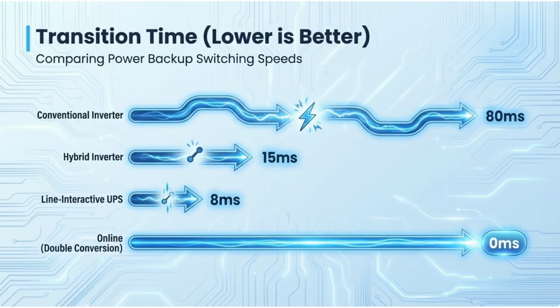When comparing power backup switching speeds, lower is better. Conventional inverters are around 80 milliseconds. Hybrid inverters are 15 milliseconds. Line interactive UPS units are faster at 8 milliseconds, and online or double conversion UPS units achieve a 0 millisecond transition.